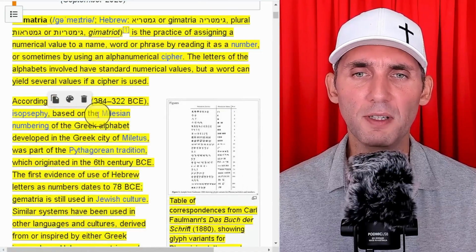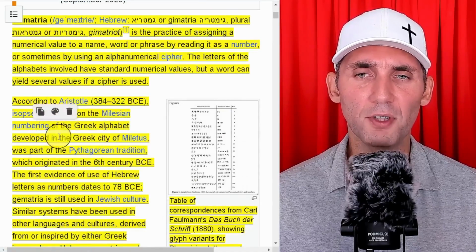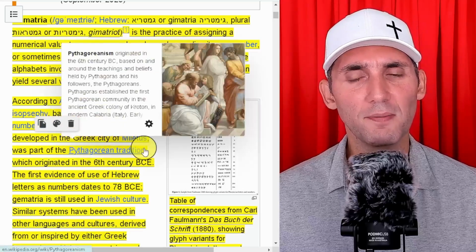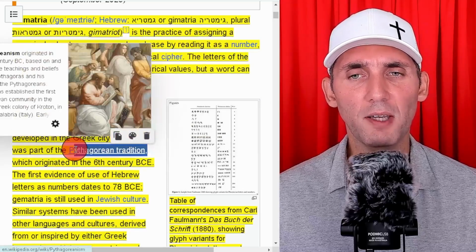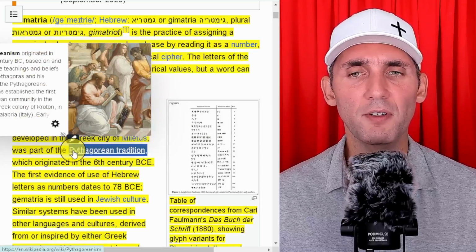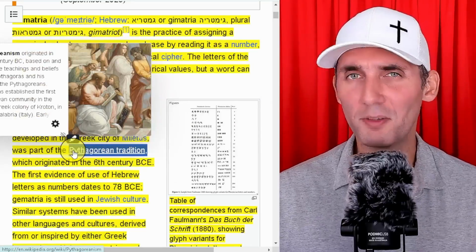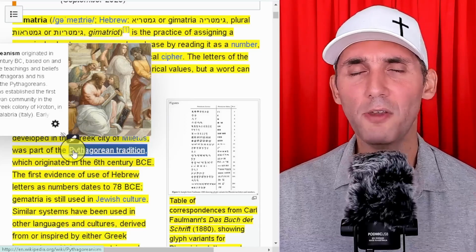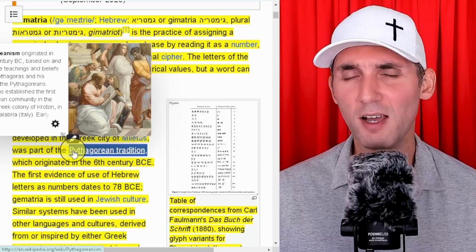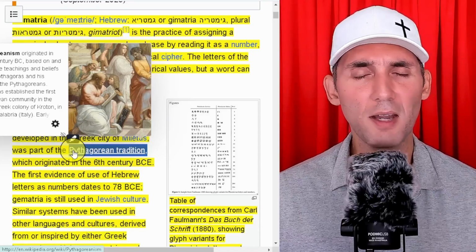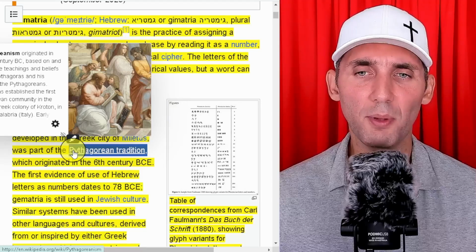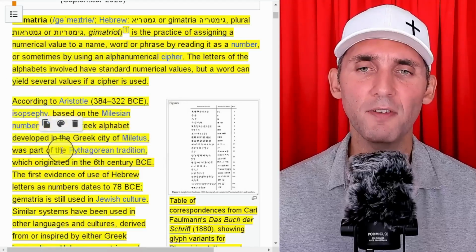isopsephy, based on the Milesian numbering of the Greek alphabet developed in the Greek city of Miletus, was part of the Pythagorean tradition. Now, if you know a little bit of Pythagoras, he was an occultist, very much in the occult. I will be talking about him in my cosmology series, so make sure you stay tuned. We're going to be talking about the heliocentric conspiracy from the ancient times, how heliocentrism cannot be divorced from the occult. So you have to understand that whenever you see a Pythagorean anything, that means the occult.